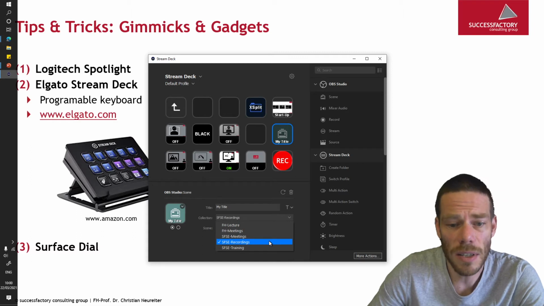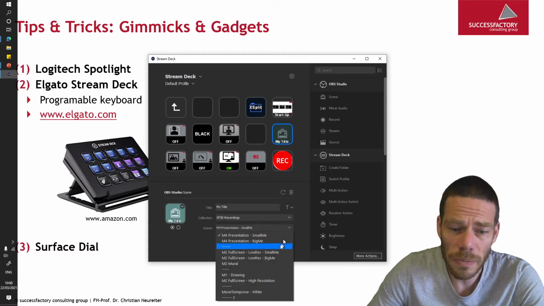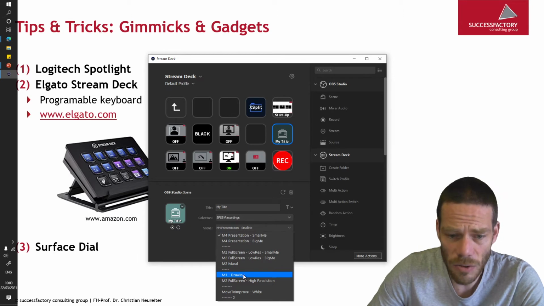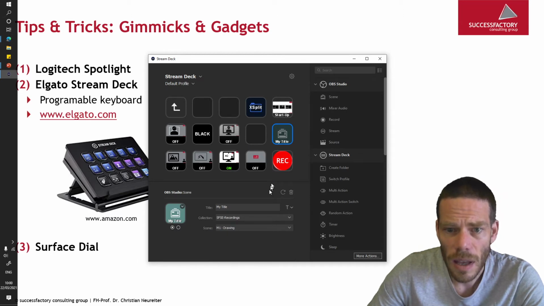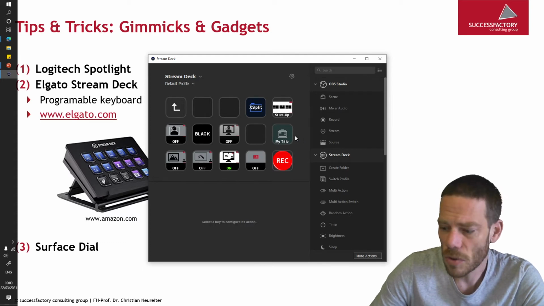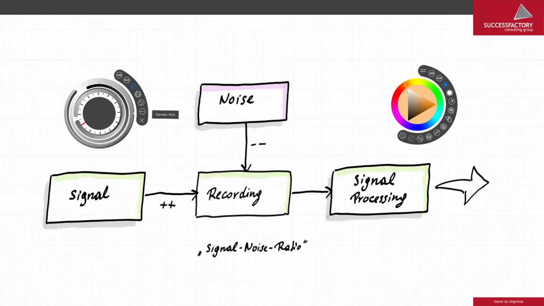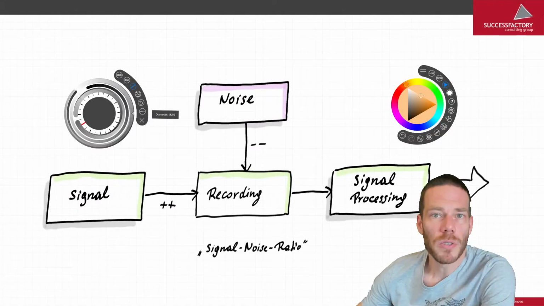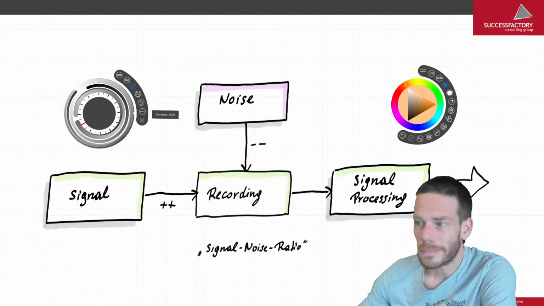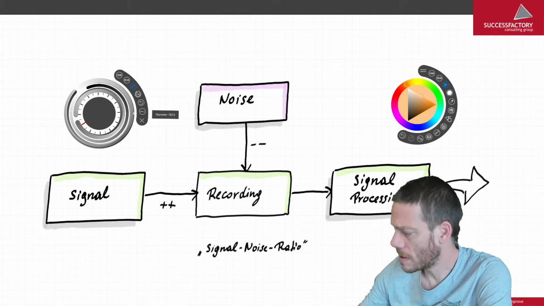Actually, I'm using the recordings collection, and I could decide which scene I want to use. For example, let's take the drawing scene. And now I already have a new button on my Streamdeck. Just to demonstrate, if I push it now on my Streamdeck, then the scene is switched, and we are seeing now my drawing scene. So this is pretty easy and pretty comfortable as well.